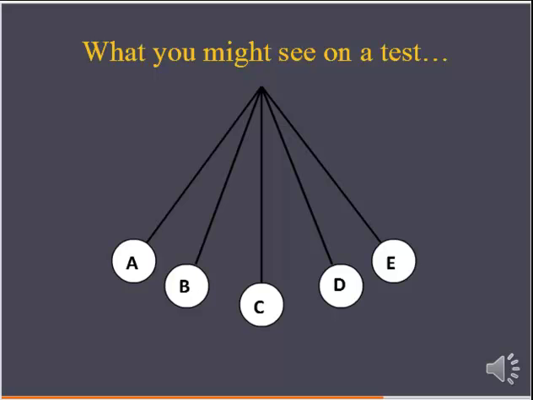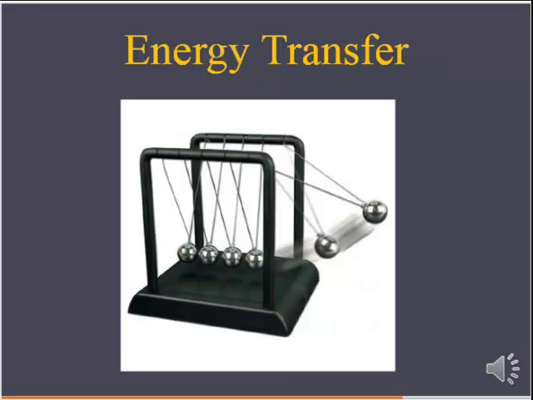So the idea is that if we show you a diagram like this and we ask you, okay, at point A, does this object have a lot of potential or a lot of kinetic energy? Hopefully you'll be able to say potential because it has slowed down and it's getting ready to move back to E. When it gets to E, it's got a lot of potential again, and then everywhere in between is kinetic energy.